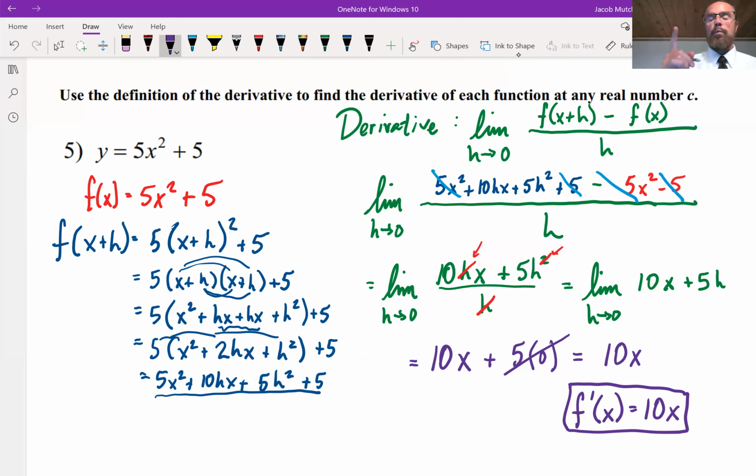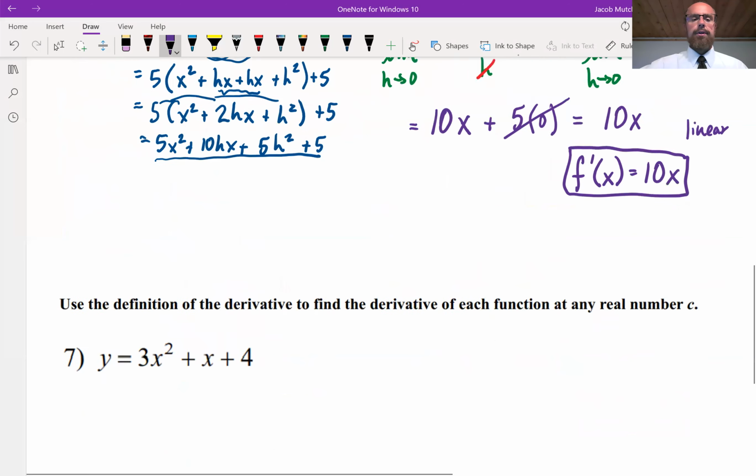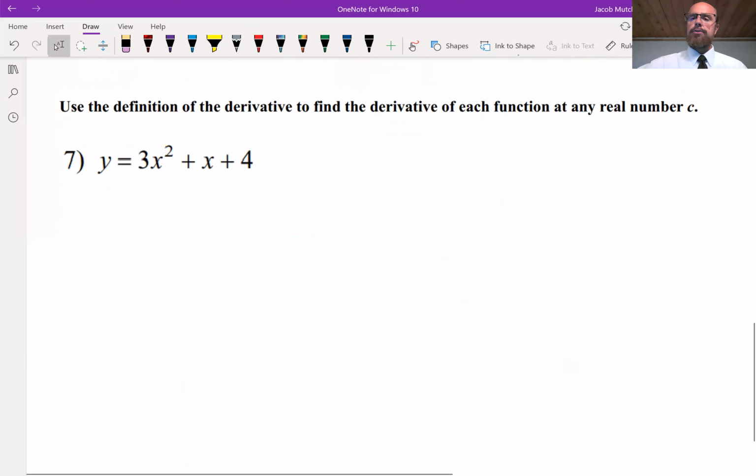So we've taken a look at one linear function, found its derivative. It was a constant. We've taken the derivative of a quadratic function, and we can see that its derivative is linear. So let's see if that's always the case with quadratic functions. And let's work on a more complicated quadratic that has all three terms. It's a trinomial. So here is our third example. It's y equals 3x squared plus x plus 4.